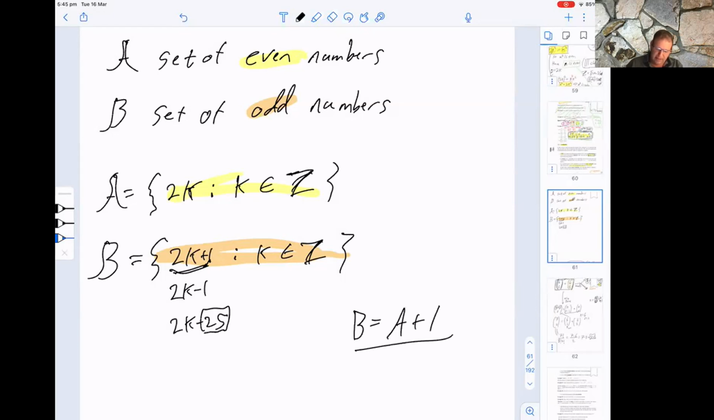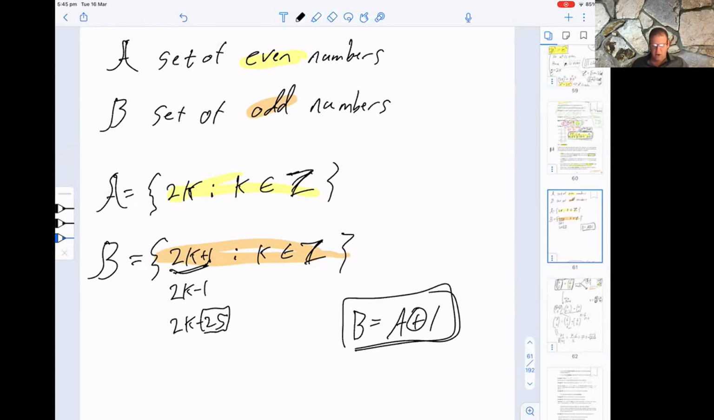Now somebody wrote B equals A plus 1. I mean, yeah, but we need to describe what we mean when we do plus on a set, but in a way, that's the correct one. Okay, so even though these sets are infinite, the cardinality of the evens and the odds is the same.